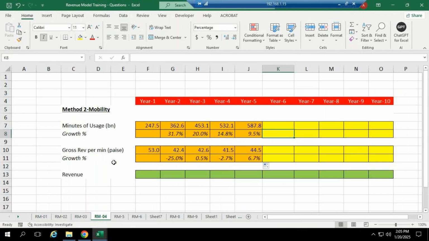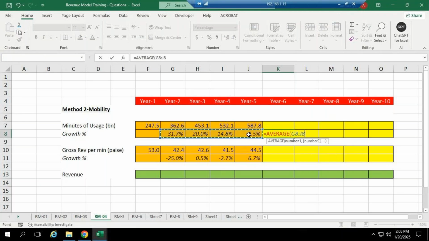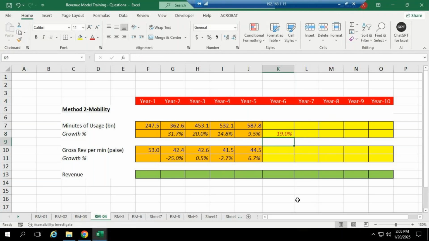So now what we have to do is, equal to, average of all the 4 years. Okay, so now close the bracket and then press enter. Now we'll be getting the answer as 19.0%, and in the same way we have to drag it over here. See, now we'll be getting the answer for all the rest of the years.